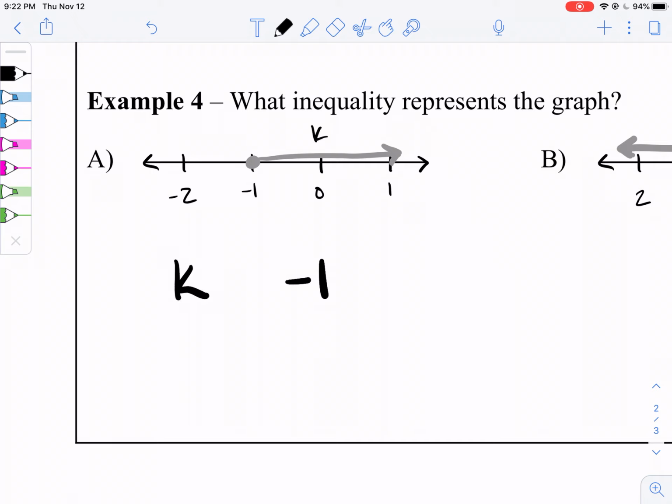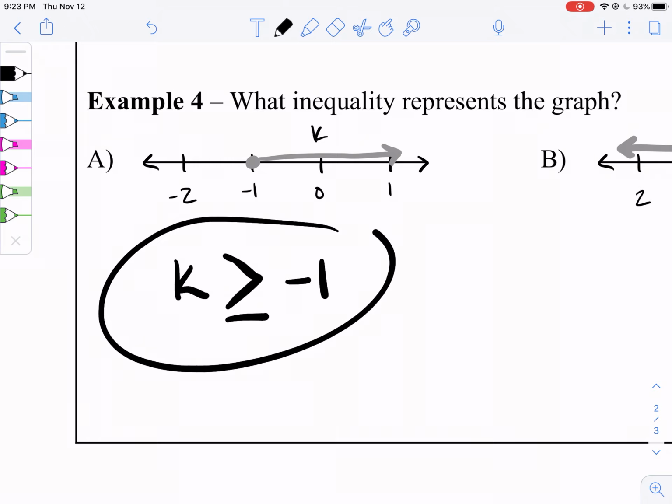So we know that K is related to -1 somehow. And when we look at these numbers here, we have 1, and that's greater than -1, and 0, that's greater than -1. So it's going to be a greater than guy. But also look at our dot. It's shaded. So this includes -1. So that's equal to. K is greater than or equal to -1.